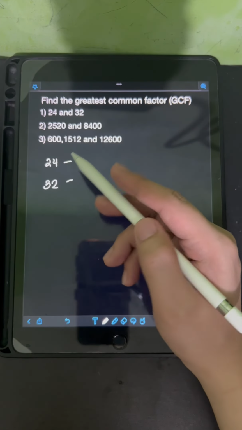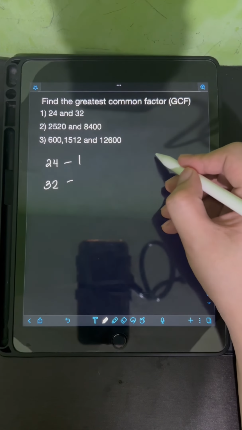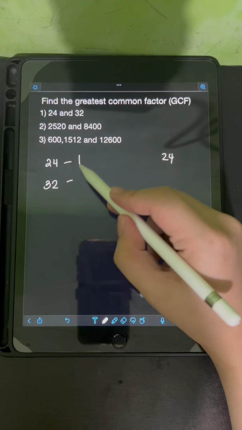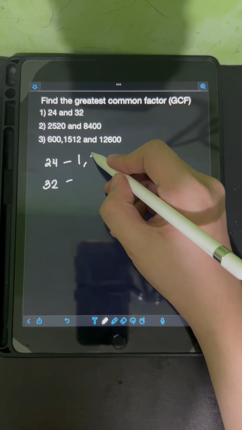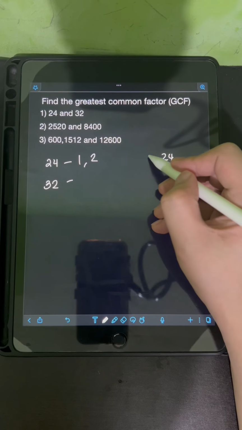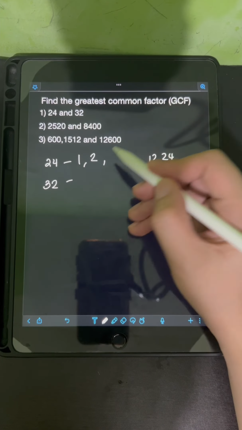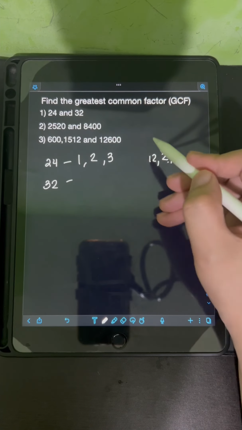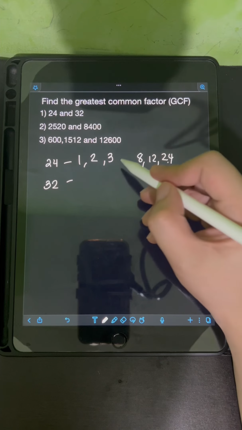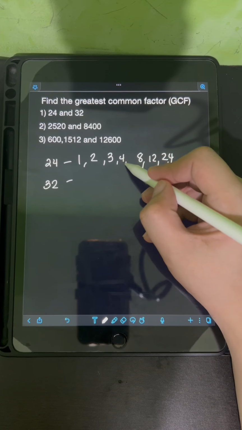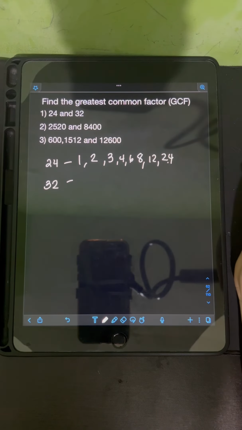So let's start with 24. The factors of 24 can be 1 and 24, since 1 times 24 is 24. What else? We can also have 2 and 12, right? Because 2 times 12 is 24. We can also have 3 and 8, because 3 times 8 is 24. Lastly, we can have 4 and 6, since 4 times 6 is 24.